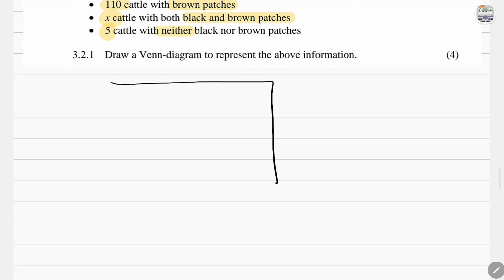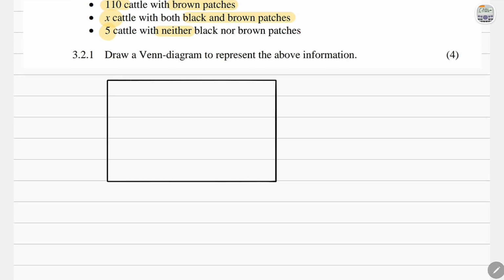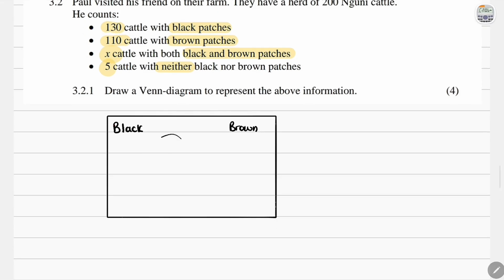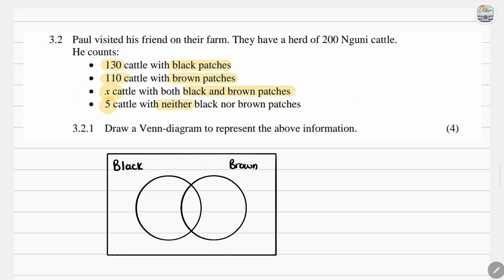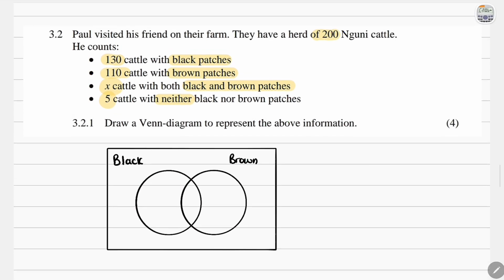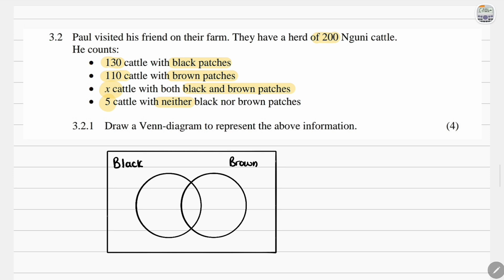So put our rectangle down, and we clearly just have two categories. So we're going to write the actual words, black and brown, and they're just two circles. Since we do have an intersection, black and brown patches, we're going to have two circles and they intersect. We know that there are a total of 200. We'll just keep that in mind. And then they also tell us that 130 have black.